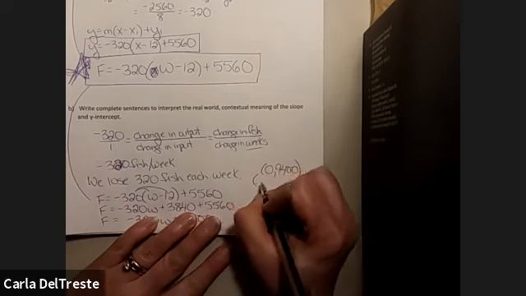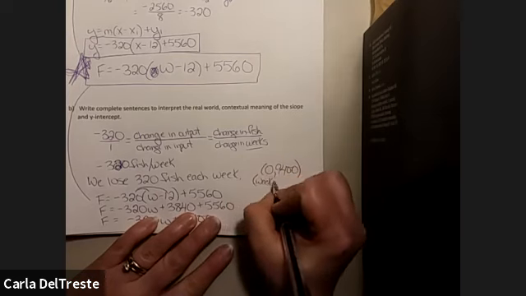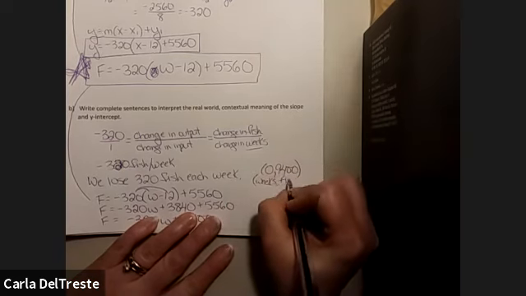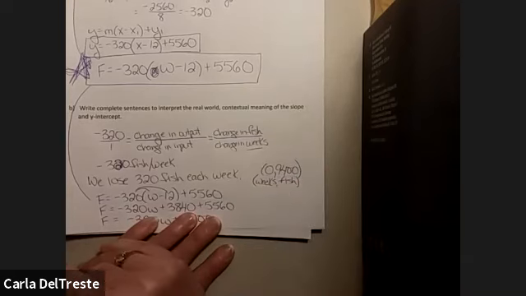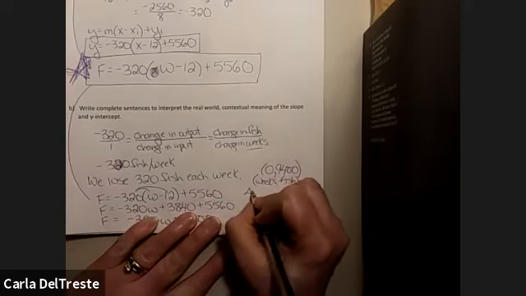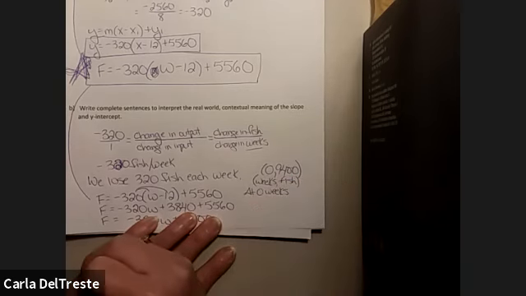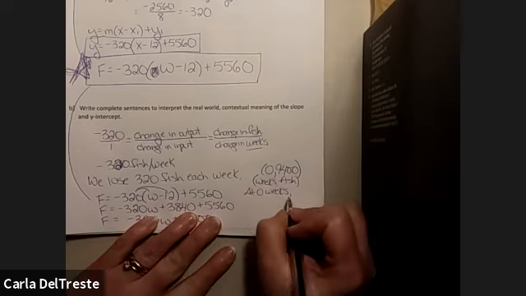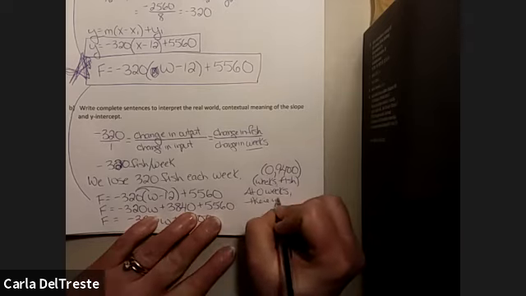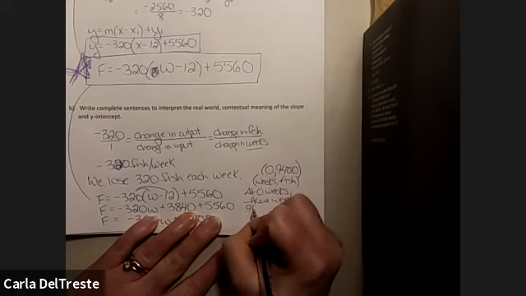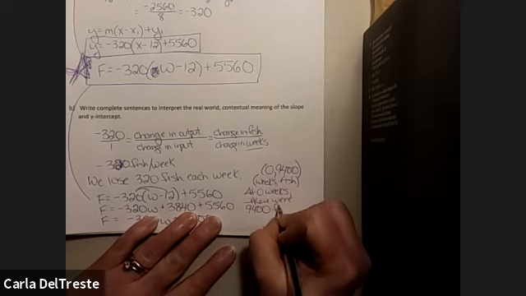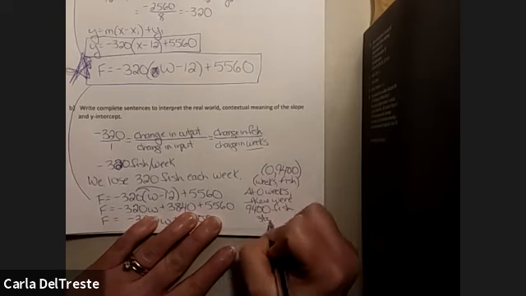The input here was weeks. The output was fish. So how am I going to phrase this in a complete sentence? I can say at 0 weeks, or at the beginning, or at the start, any of those phrases would work. There were 9,400 fish stocked.